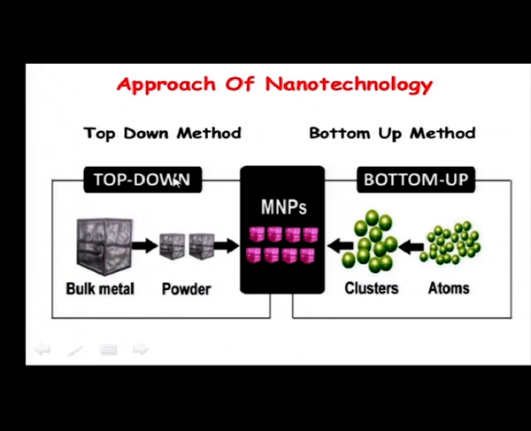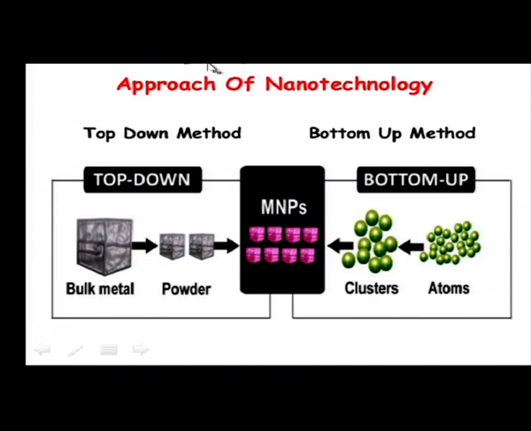Therefore, in this top down approach, there are three steps. One is the production of bulk metal, next is conversion of bulk metal to powder, next is conversion of powder to metal nanoparticles. And similarly, the reverse of the top down method, you call it the bottom up method. In this bottom up method, there are also three steps. The first step is that there are many atoms, where the many atoms combine to form clusters, and these clusters form the metal nanoparticles in the range of 10 power minus 9 meter.